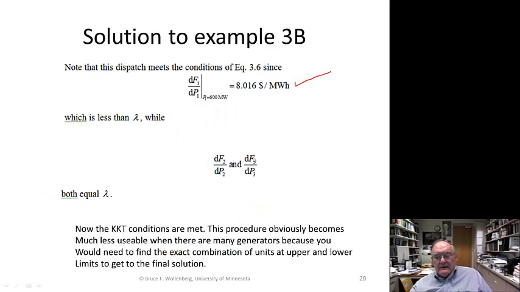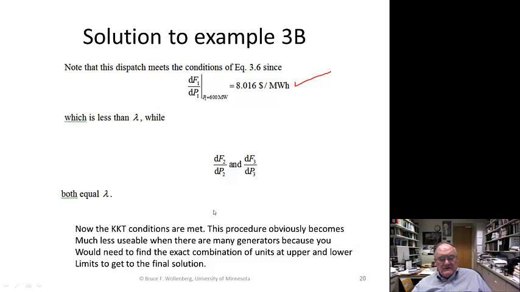and now this one here, which is less than lambda, while F2 and F3 are both equal to lambda. Okay, so they're both equal to lambda. So the solution was that P1 was at its max, and P2 and P3 were not at limit at all.